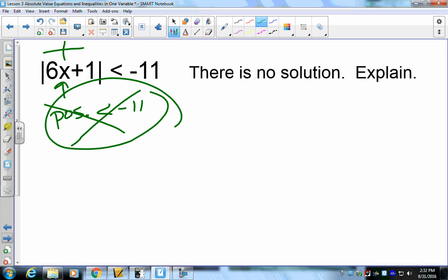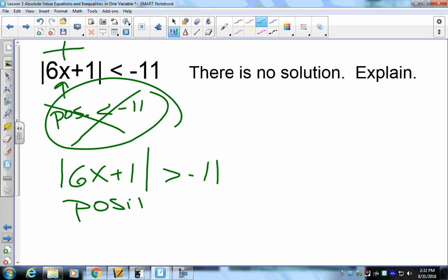You got to be careful in an inequality though. You can't automatically assume no solution because I could flip that sign around and have this. Once again, no matter what I get here, I'm going to get a positive number. And is this true? Is a positive number always going to be bigger than negative 11? Yes. So in this case, it will work. And my solution would be all real numbers because no matter what number I plug in there, I'm going to get a positive absolute value, which is going to be bigger than a negative.